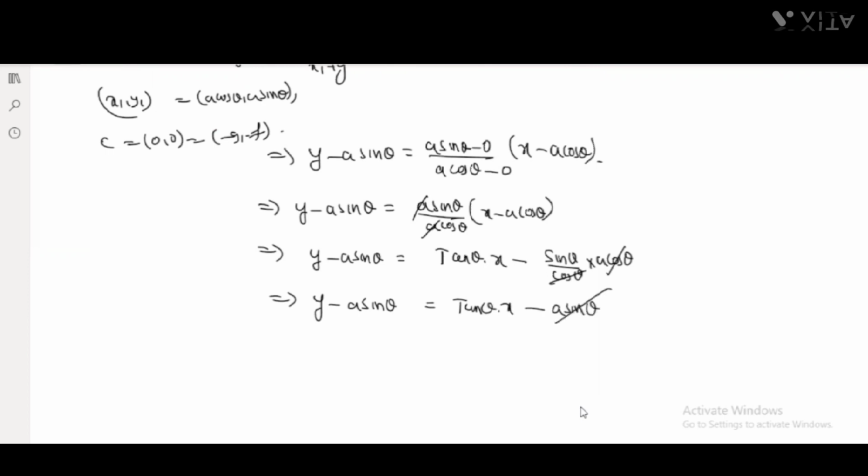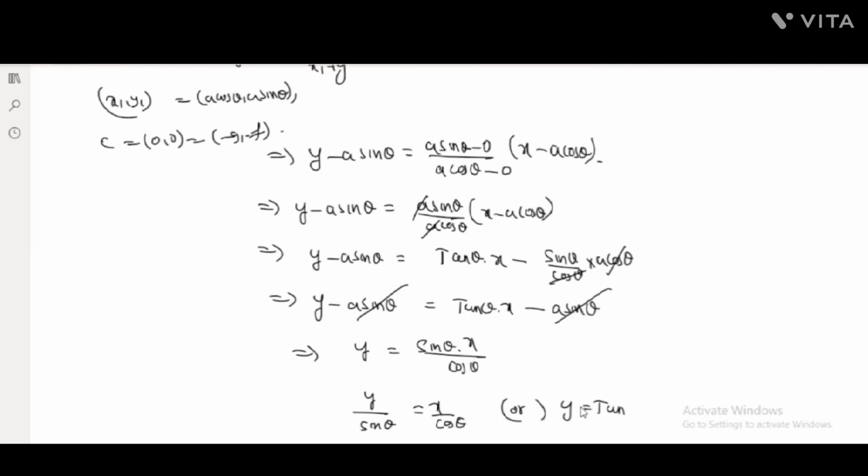So both sides a sin theta cancel. So y is equal to, we can write this one as sin theta into x by cos theta. That means y by sin theta is equal to x by cos theta. Or we can write this one as y is equal to tan theta into x. This is the equation of normal in parametric form.